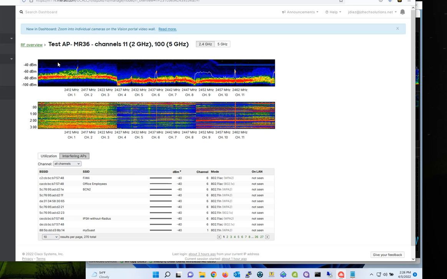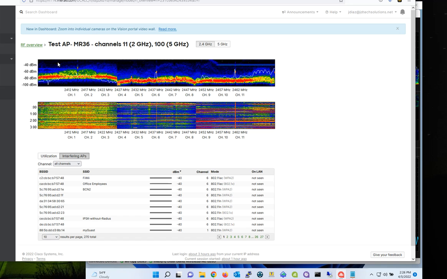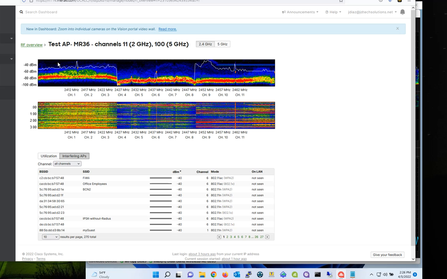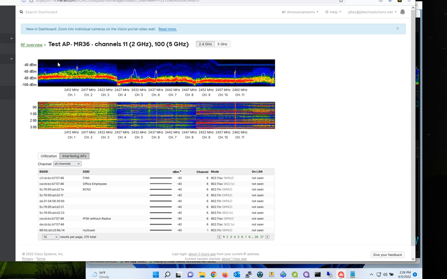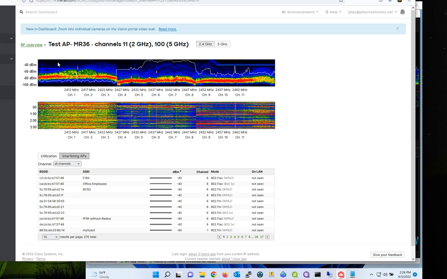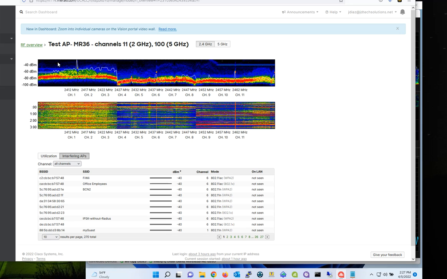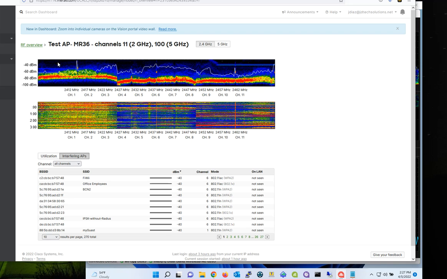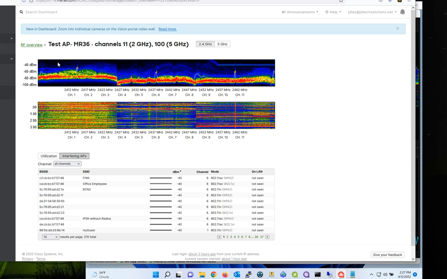Spectrum analysis is analyzing the spectrum, and the wireless spectrum is being utilized by other devices as well, not only Wi-Fi devices. Or you could have interference coming from non-Wi-Fi devices, such as electrical outlets, electrical lights, light bulbs, machinery, and so on and so forth.